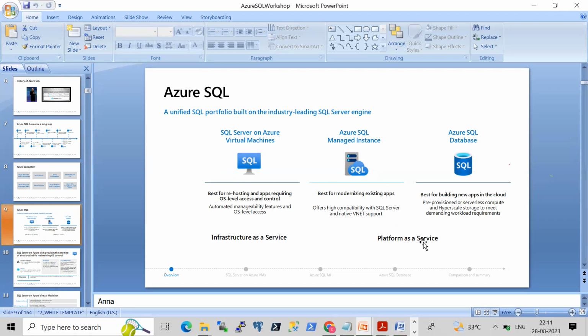And when it comes to platform as a service, we don't have the operating system. So even on managed instance, we don't have the operating system. That is the first thing that you have to remember. When someone says platform as a service, the first thing that should strike your mind is we will not have operating system with that component. It can be Postgres, MySQL, Oracle, whatever it is. So we will not have operating system when I say platform as a service.